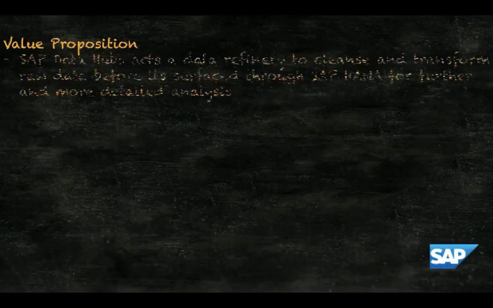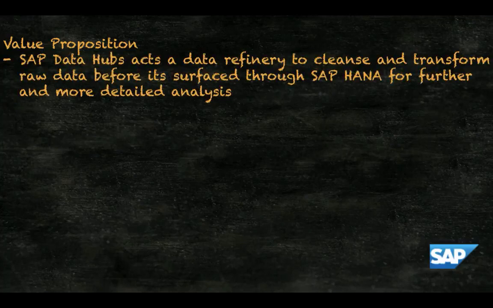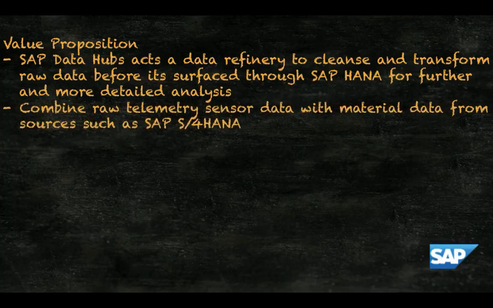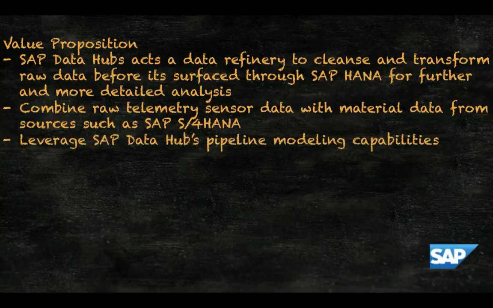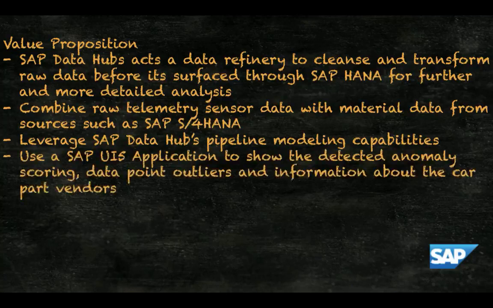Value proposition. SAP Data Hub acts as a data refinery, cleansing and transforming raw data before it is surfaced through SAP HANA for further and more detailed analysis. Wish to combine raw telemetry sensor data with material data from sources like SAP S/4HANA. Leverage Data Hub's pipeline modeling capabilities and use a SAP UI5 analytical application to show the detected anomaly scoring, data point outliers, and information about the vendors of the car part.